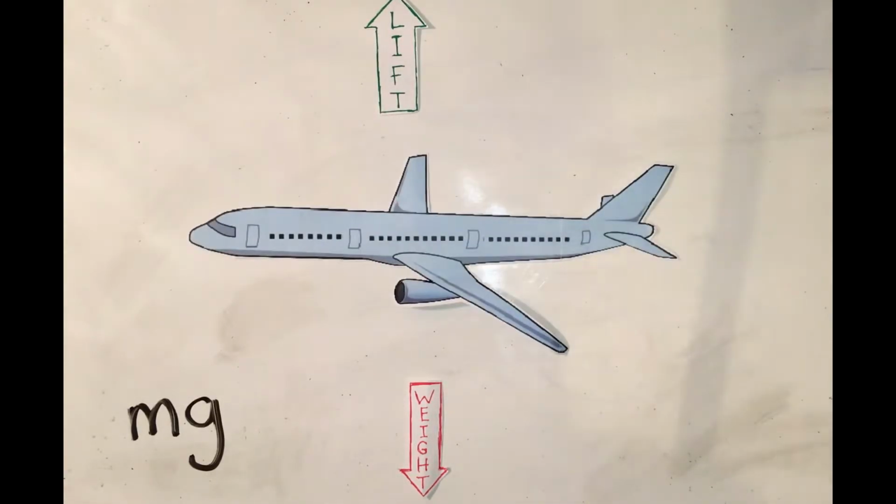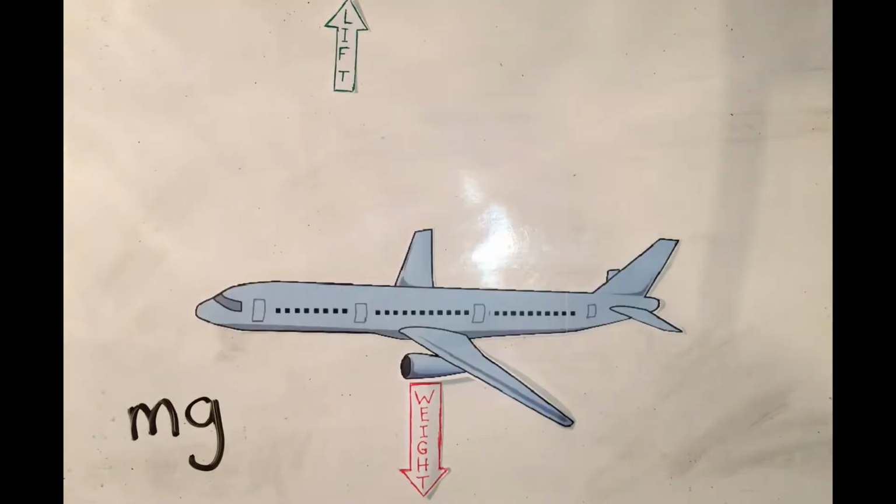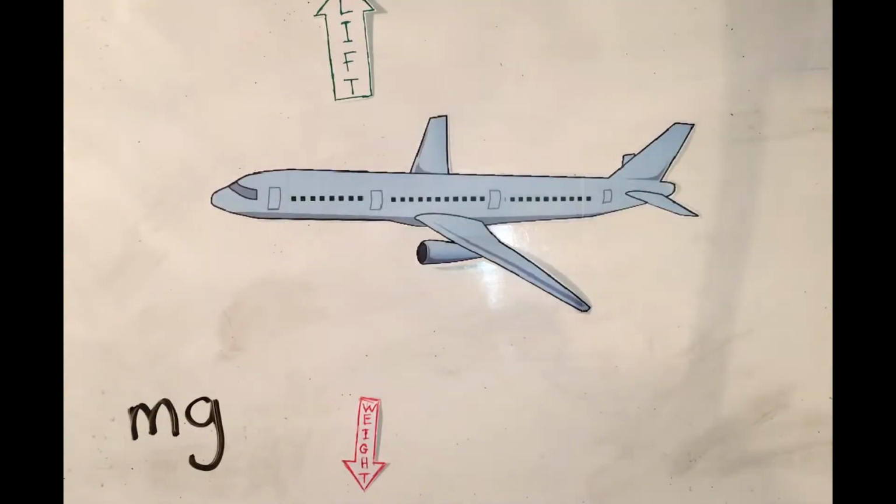In level flight, when the lift force is equal to the weight force, the aircraft is in a state of equilibrium and doesn't move up or down. If lift becomes less than weight, the plane will descend. When lift is greater than weight, the vertical speed will increase.